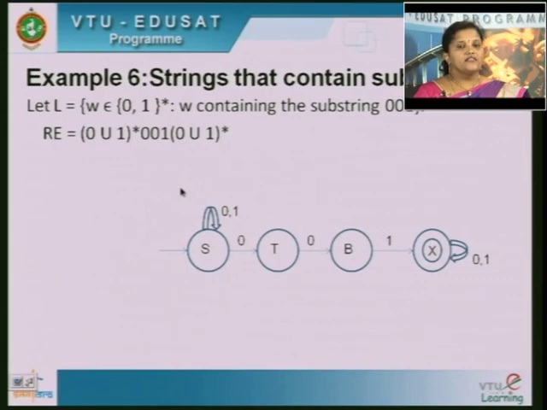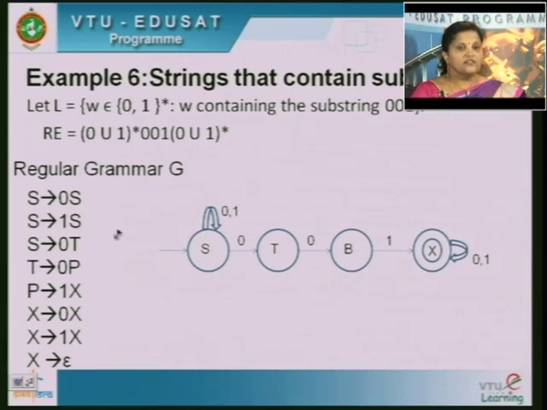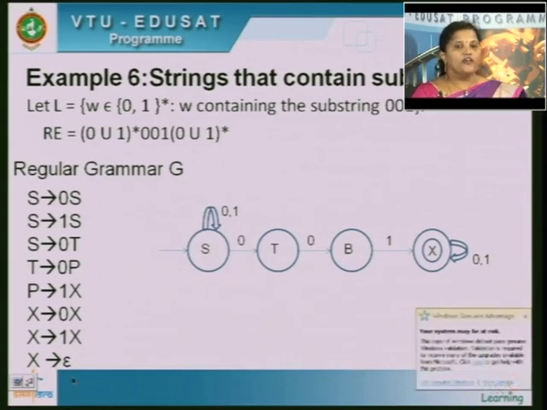If you consider the FSM, the FSM will be like this, and if you write the grammar, the grammar will be like this. Starting, S can derive either 0S or 1S. Next, followed with 0T, next T followed with 0P and P followed with 1X. Why this is compulsory is because you need to generate 001. Afterwards X can generate either 0 or 1 or epsilon. So, the FSM can be like this.